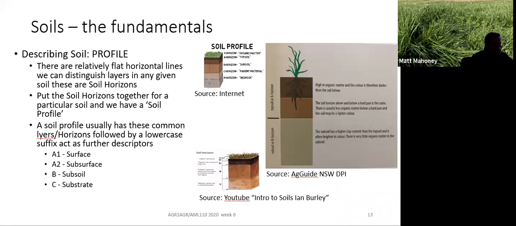Mainly, the A horizon is the topsoil, where the bulk of the soil nutrients are located. That's where the roots will grow and extract nutrients and moisture, and it's commonly where most of our agricultural fields start.